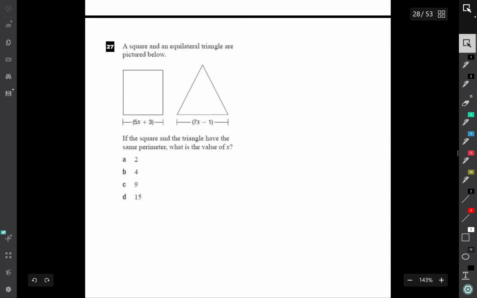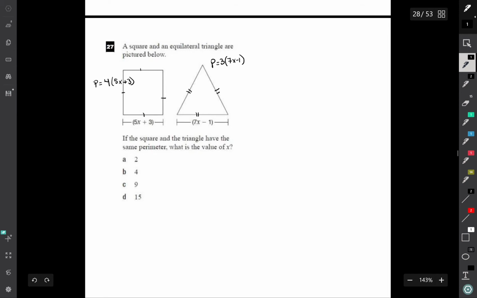Okay, so essentially an equilateral triangle, right? Hopefully we all know that equilateral triangle means that all of our side lengths are equal. So with an equilateral triangle, the perimeter would just be equal to 3 times 7x minus 1. Now with a square, all of the side lengths are equal, right? We know that. So the perimeter of the square would just be 4 times 5x plus 3.